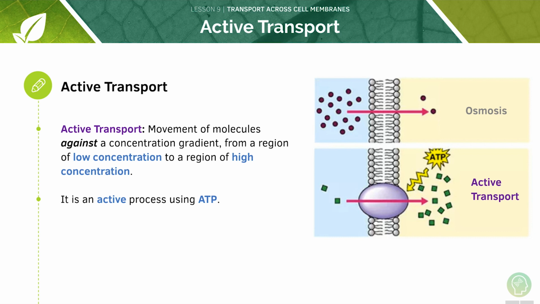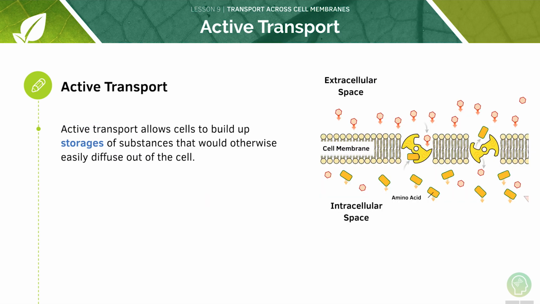In many cases, cells have to transport molecules from regions of lower concentrations to higher concentrations. This moves against the concentration gradient, needing ATP. Active transport allows cells to store substances that would otherwise easily diffuse out of the cell. This can be used to remove waste products.